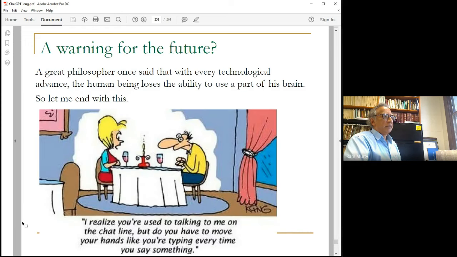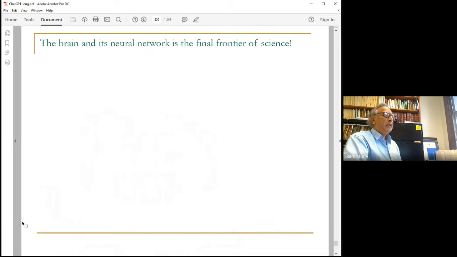So let me end with this cartoon. "I realize you're used to talking to me on the chat line, but do you have to move your hands like you're typing every time you say something?" So this is what happens with technological advances. Seemingly, they look like we are progressing, but unfortunately, the flip side is that they could be eating away part of our mental faculties. The brain and its neural networks are the final frontier of science.